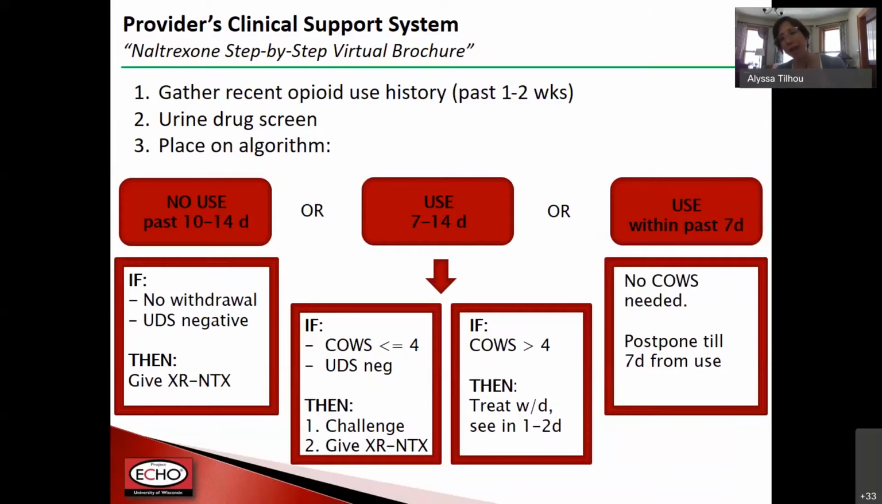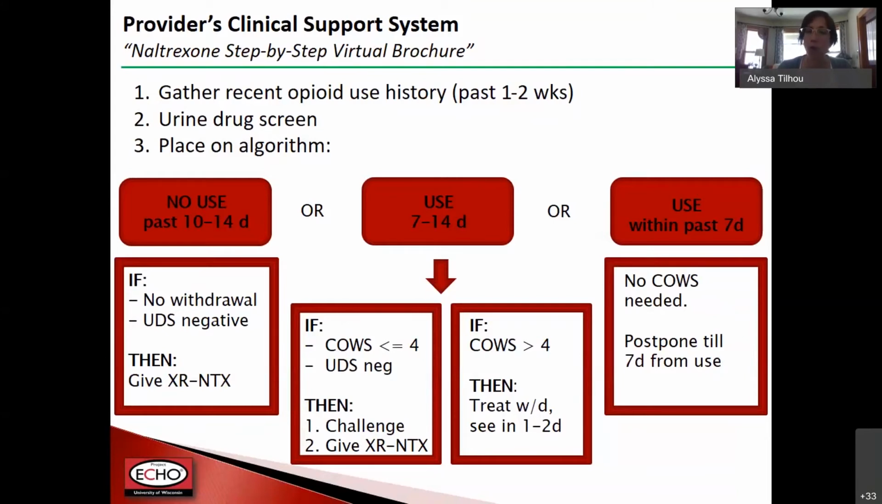And all the way on the right, the patient reports that they have used opioids within the past 7 days. Then you should just go ahead and postpone the visit and the treatment until they are at least 7 days from their last reported use. If they fall in this middle ground of 7 to 14 days, so they haven't used in the last 7 days, but they've used within 14 days, then you can administer a COWS, or the Clinical Opioid Withdrawal Scale, to see where they're at.